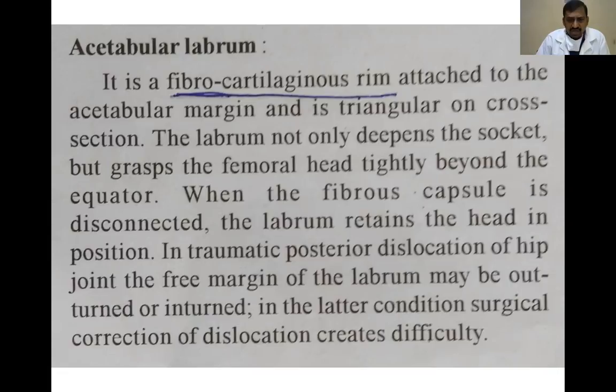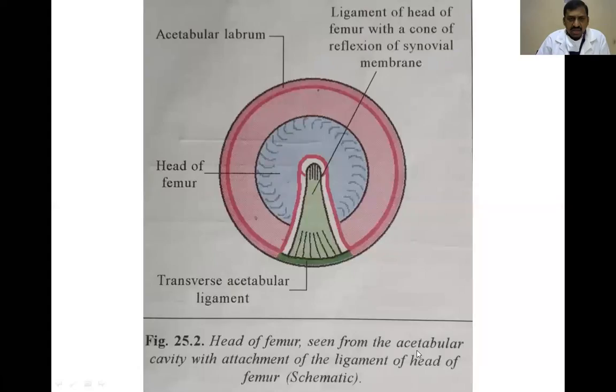Beyond the equator, when the fibrous capsule is disconnected, the labrum retains the head in position. That means along with the fibrous capsule, the acetabular labrum is also very important to retain the head of the femur in position. In traumatic posterior dislocation of the hip joint, the free margin of the labrum may be outturned or inturned. In the latter condition, the inturned condition, surgical correction of the dislocation creates difficulty. That is the acetabular labrum.